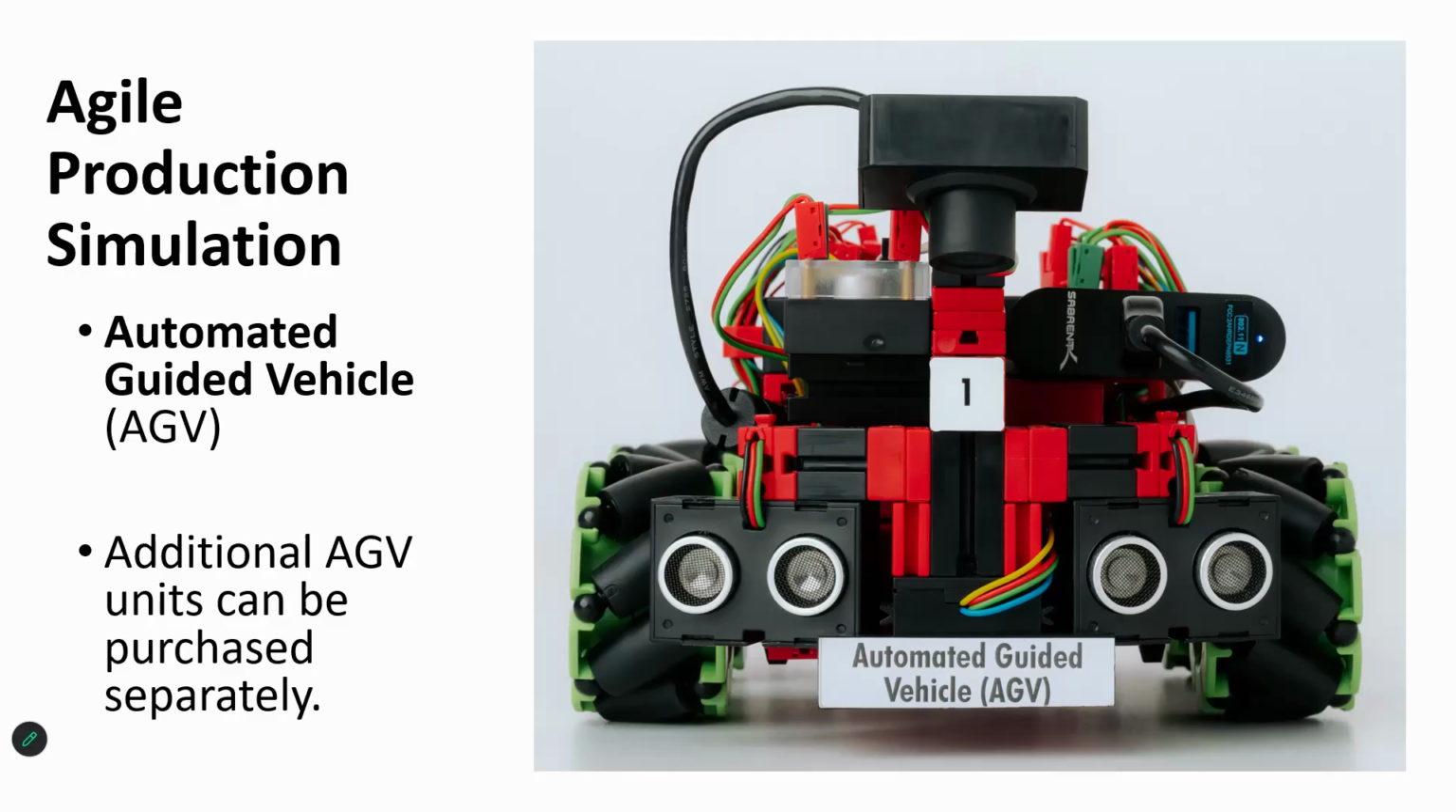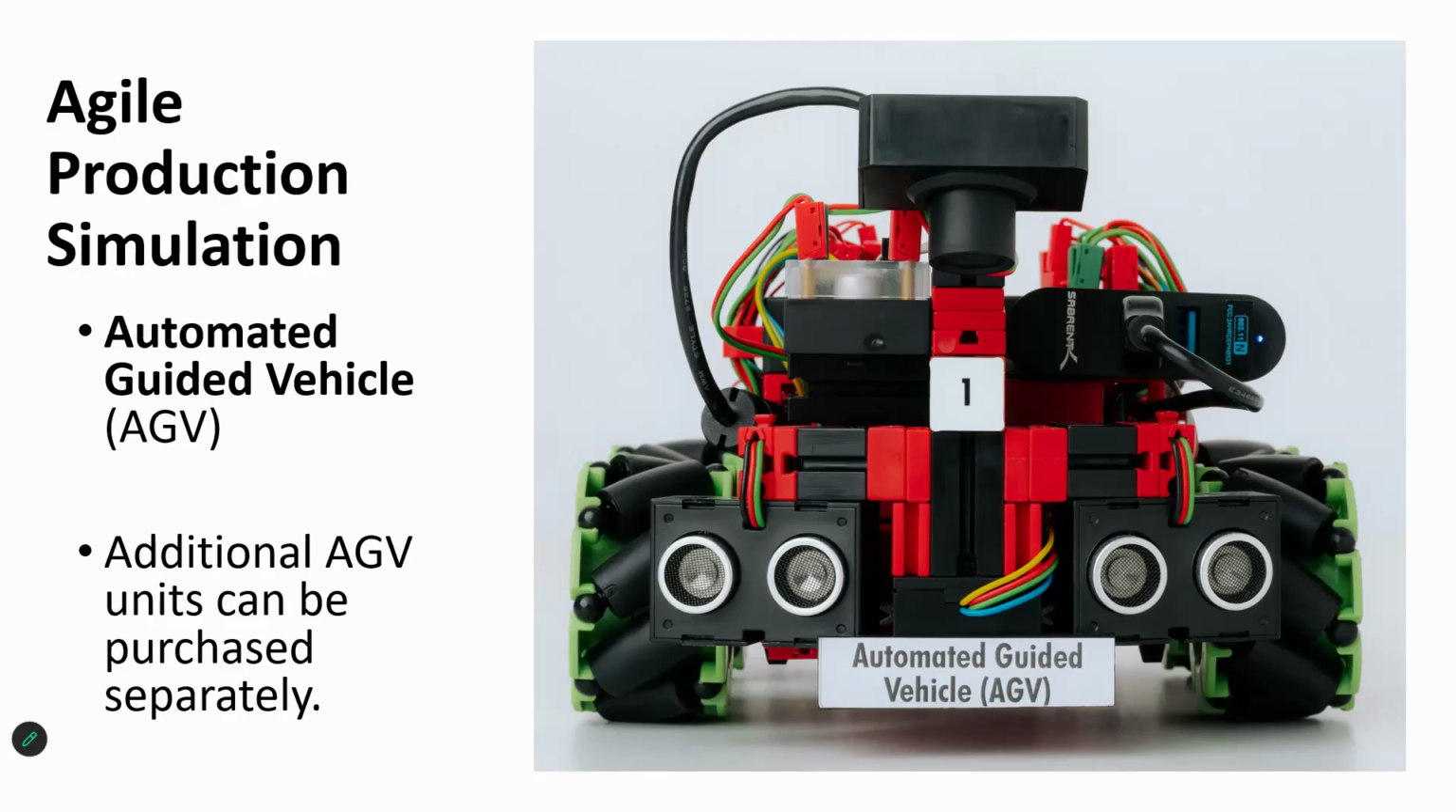Two buttons and a photo transistor help the vehicle dock to each factory station. And the AGV receives its driving commands from the central control unit that I mentioned before, and it uses a fischertechnik rechargeable battery pack as its power supply.